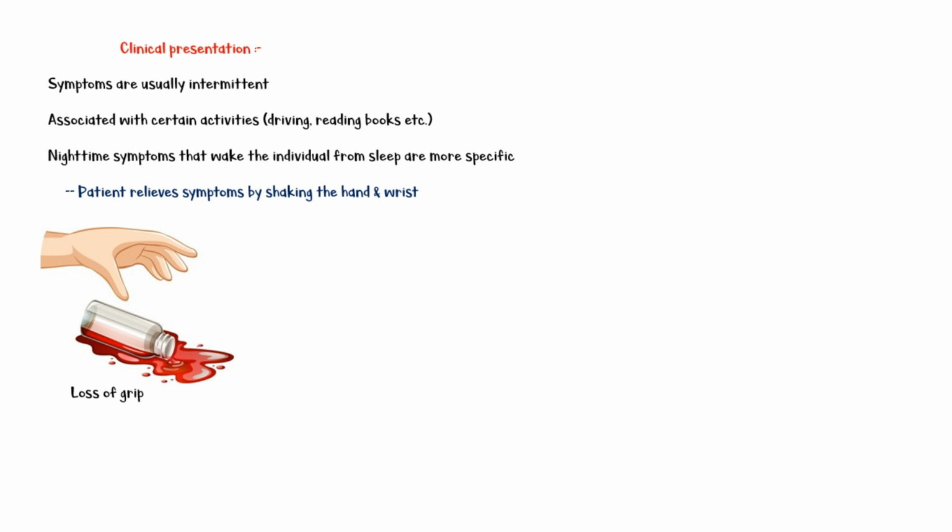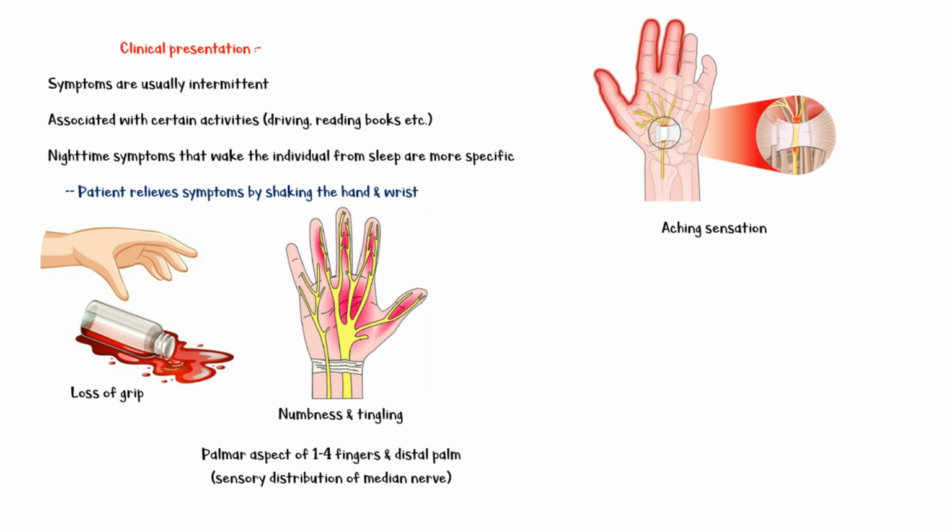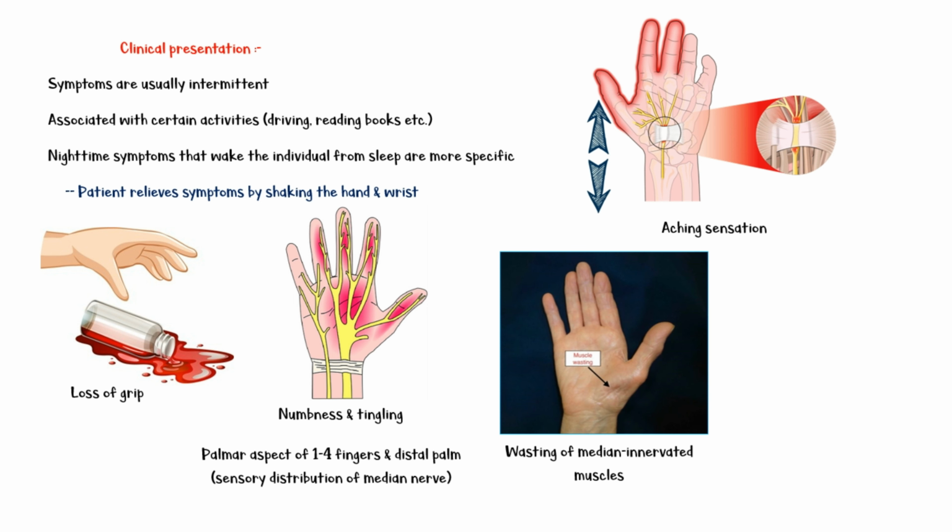In addition, they also present with numbness and tingling over the palmar aspect of first to fourth fingers and the distal palm, which are the areas where the median nerve gives its sensory supply. These symptoms are often accompanied by an aching pain over the ventral aspect of the wrist. This pain can radiate distally to the palm and fingers, or more commonly, extends proximally along the ventral forearm. On examination, wasting of median innervated muscles can be seen.